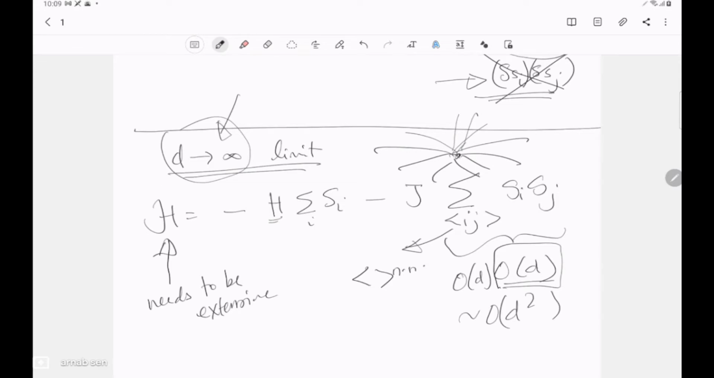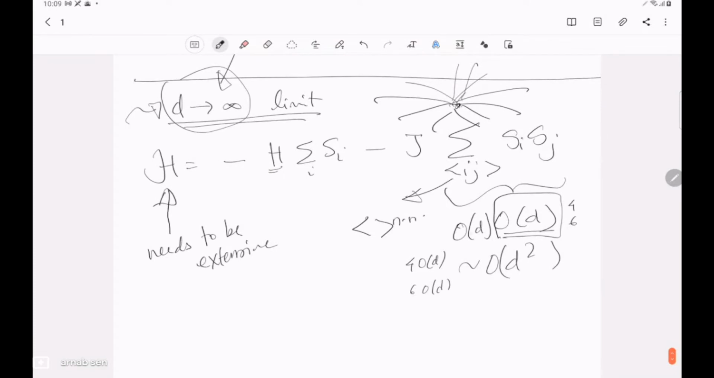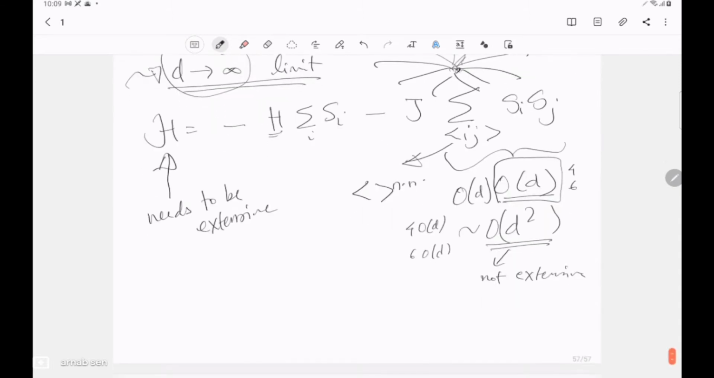So let's say you're in 2 dimensions, then this number is 4. If you're in 3 dimensions, this number is 6, right? So 4 times order D is still an extensive number. 6 times order D is still an extensive number, right? But suppose you want to push this number to infinity, then there is a problem because then you're actually multiplying order D with order D. So that's order D square. So that's not extensive. Therefore, to tackle this limit, I need to do something to this term.